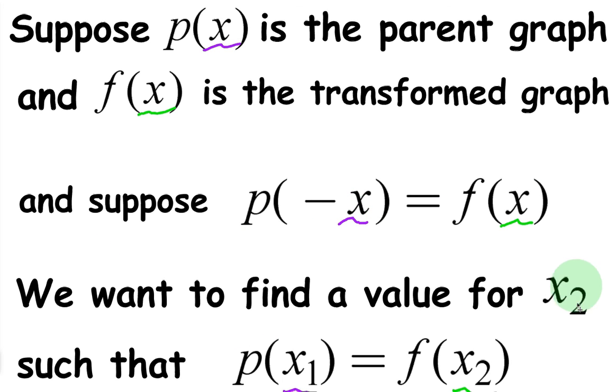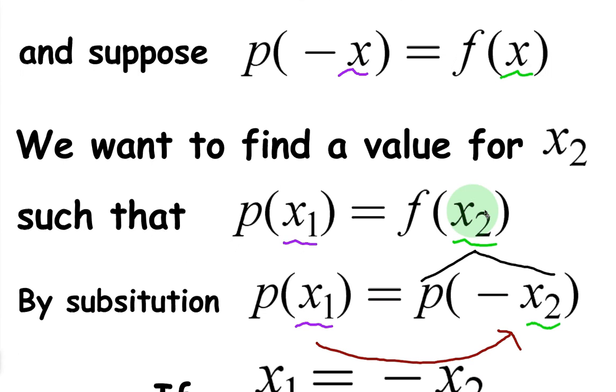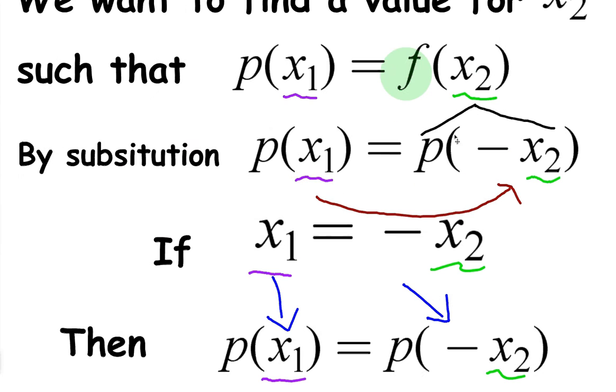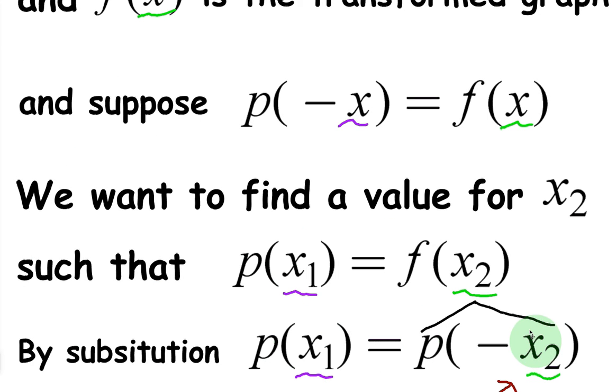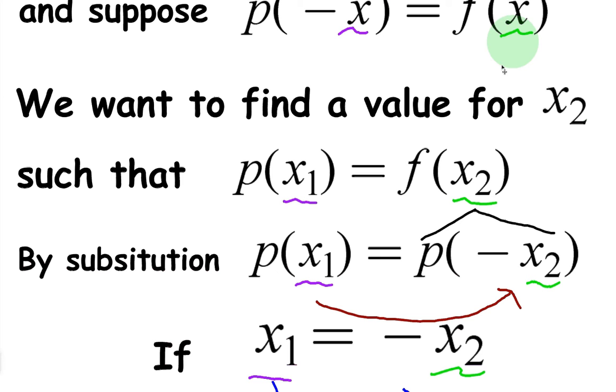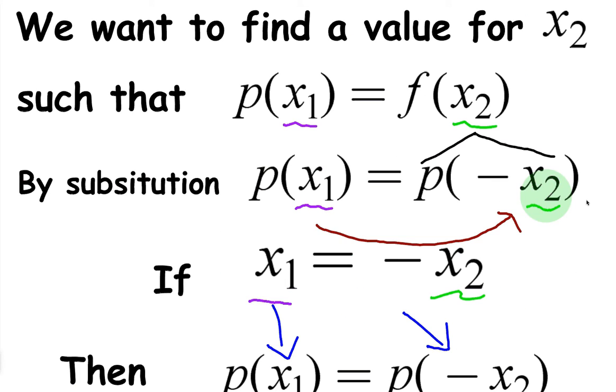So we want to find a value for x2, our new x values plugged into our transformed function, so that p of x1 equals f of x2. In other words, we want to take the same original x values from our parent function and find some new x value that gives us the same y value for both p and f. By substitution, we know that f of x2 is equal to p of negative x2 based on this definition right here. We're replacing x with x2 basically. And then we know that if the inputs are the same, we're going to get the same y value back.